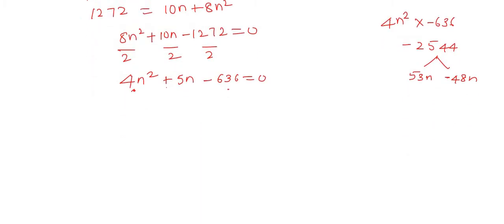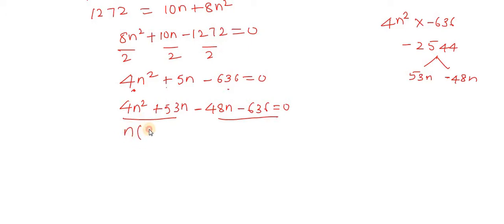Now we can simplify this. If you simplify this, I'll get 4n square, and in place of 5n I am replacing 53n minus 48n, then the remaining minus 636 written as it is, which is equal to 0. In this, 2n is common. If we take out n as common, what remains is 4n plus 53, and here minus, what is common? I think 48 is common. If we take out 48 as common, then we remain with n.